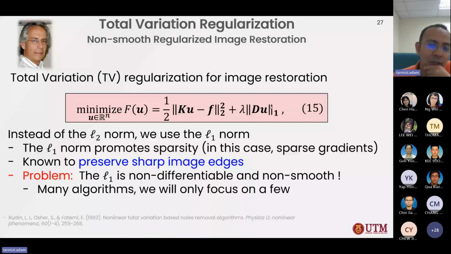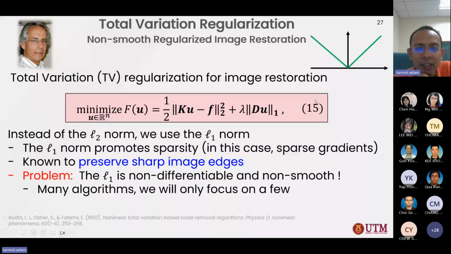This total variation is very, very popular in image restoration. It was first introduced by this paper by Rudin, Osher, and Fatemi. Stanley Osher is one of the authors who created this total variation model for image restoration. If you look at this paper on Google Scholar, you will see it has almost 20,000 citations. It's a very, very popular image restoration model.